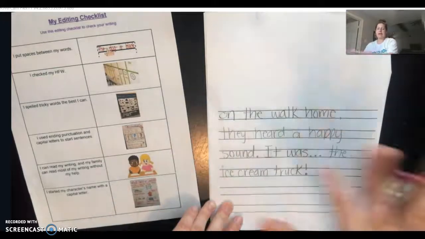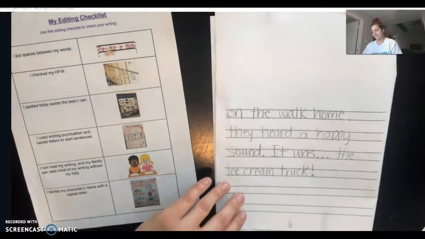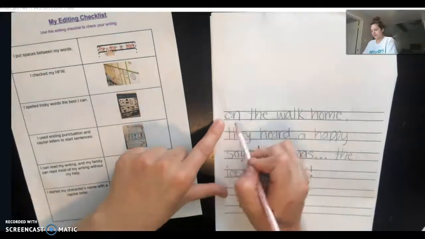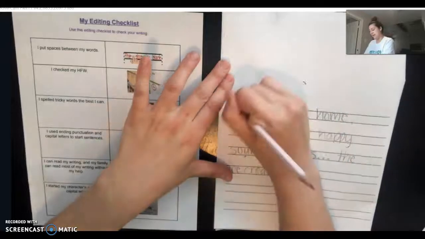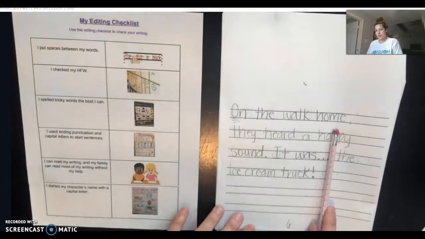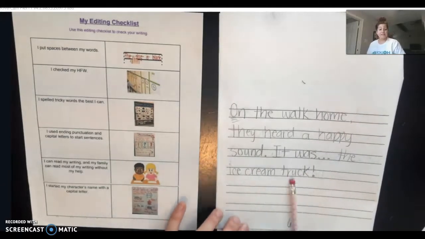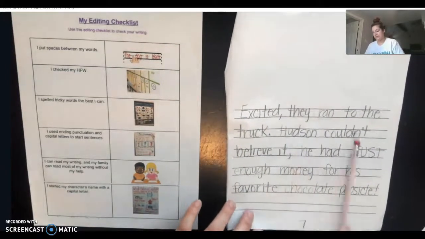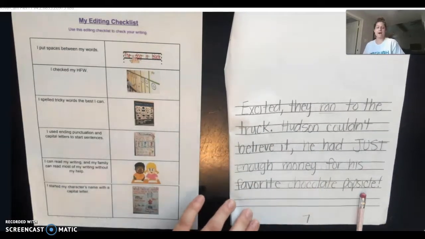I'm in the middle. I'm about finished with my story. I'm almost finished with the middle of it, getting into the ending. On the walk home, they heard a happy sound. Oh, I forgot to start with a capital letter to start my sentence. I need a capital O at the start of that sentence. On the walk home, they heard a happy sound. It was the ice cream truck. Excited, they ran to the truck. Hudson couldn't believe it. He had just enough money for his favorite chocolate popsicle.